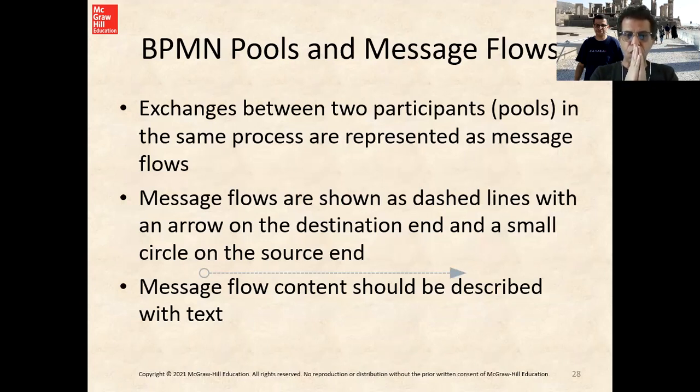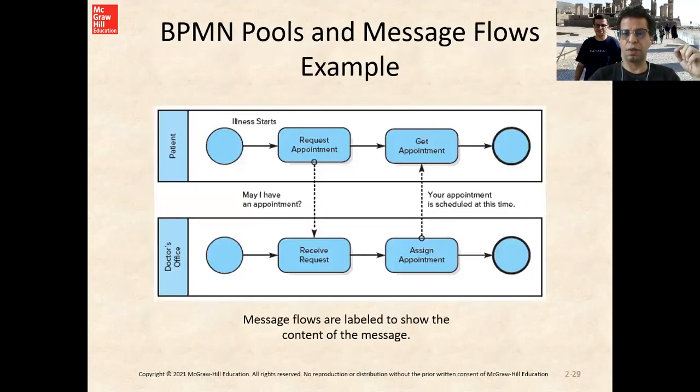Now, exchanges between two participants' pools in the same process are represented as message flows, and you will see the example. Message flows are shown as a dashed line with an arrow at the destination end and a small circle to show the source, where it starts and where it's going. The message flow's content should also be described there. What's the flow all about?